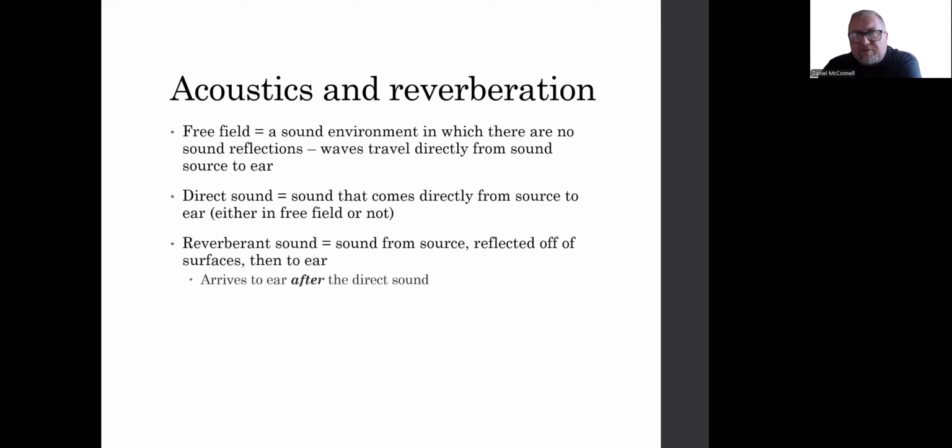This is called a free field. But natural environments are not free fields, right? So in addition to the direct sound, we could have what we might call reverberant sound or indirect sound. Some of the sound created when I clap my hands will go straight to someone's ear, my ear in this case, but it might also hit the wall in front of me.